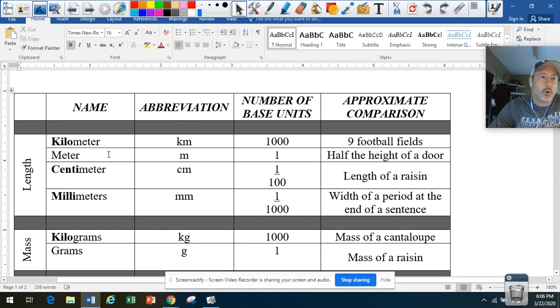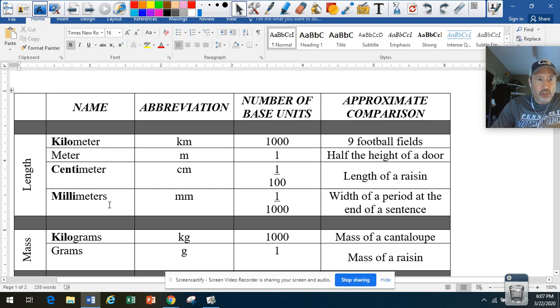Then we get into our meters. We're still dealing with length. Think of a meter stick, which is what we have used in class before. We're dealing with that as 1, and it's basically half the height of a door. Then we get into our smaller units. Think of a centimeter, whose abbreviation is cm. It's 1/100th of our base unit, and for the length, think of a raisin.